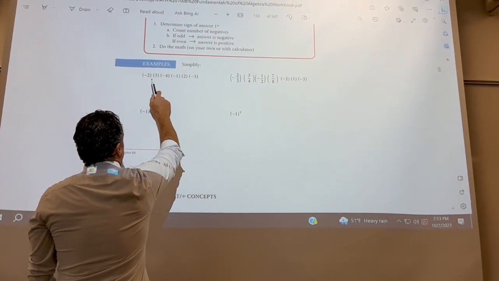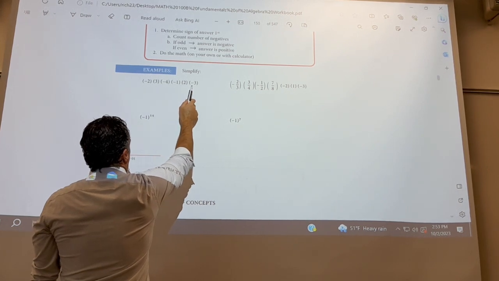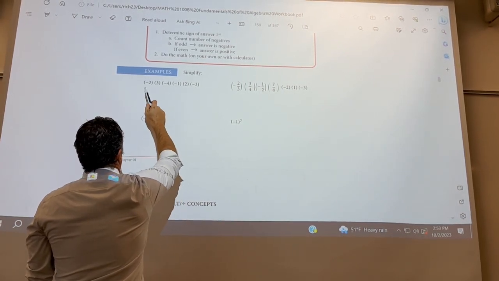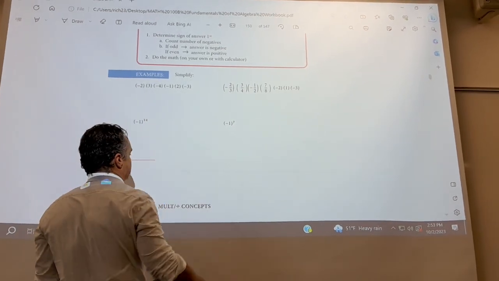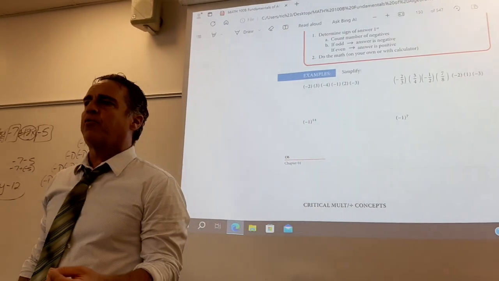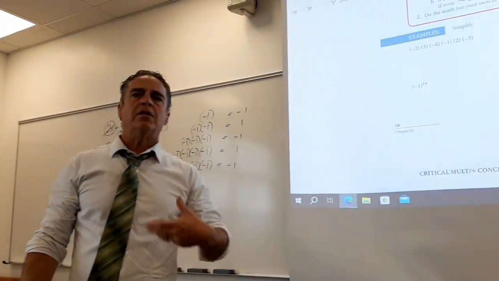So going back to this. Tell me the sign of this answer. Positive or negative? Positive. 1, 2, 3, 4 negatives. So the answer is? Positive. Multiply it out. Do it on a calculator or in your head. 2 times 3 is 6, times 4 is 24, times 2 is 48, times 3 is 144. The answer is positive 144, because you have an even number of negatives.